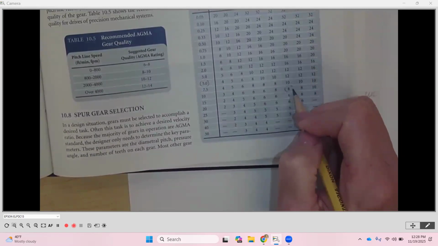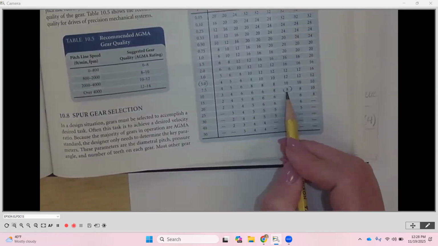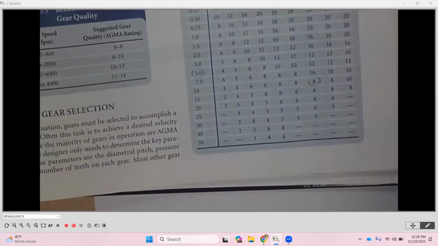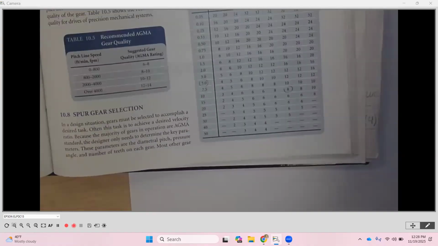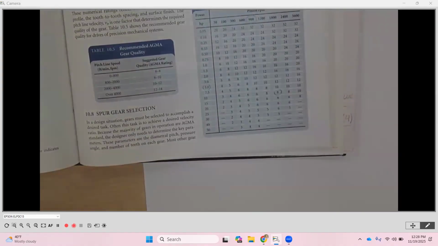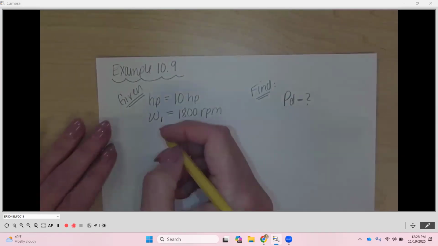So it looks like by lining those two up, 1810, we're going to get a diametral pitch of 8. Okay. And again, this is our starting point. We are in those early phases of the design. So this is where we're going to start things off and do our calculations and then qualify it with more information as we go along.